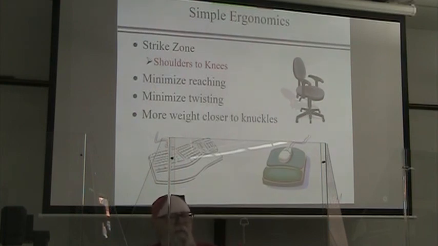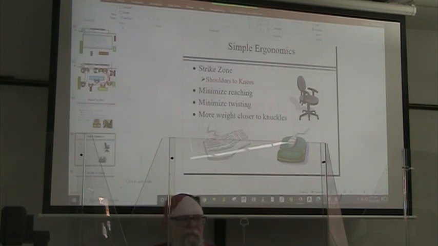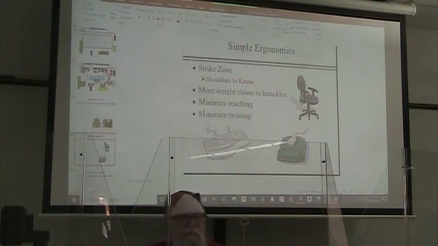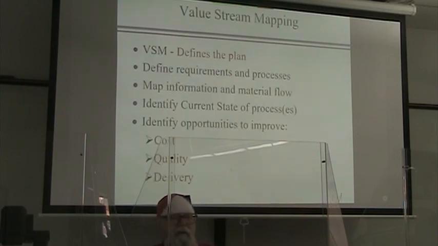We want to minimize the amount of reaching people do and minimize the amount of twisting that they have to do. And, pardon me while I make another correction here. And we get into value stream mapping. All right.